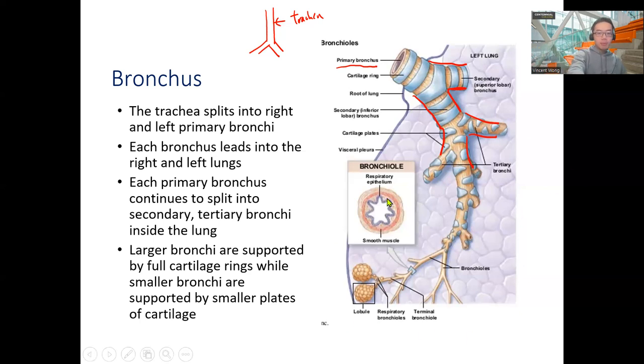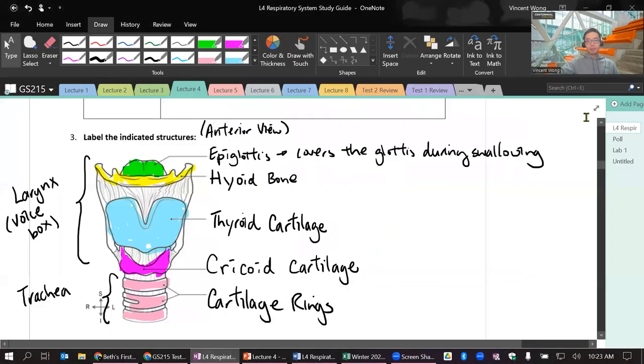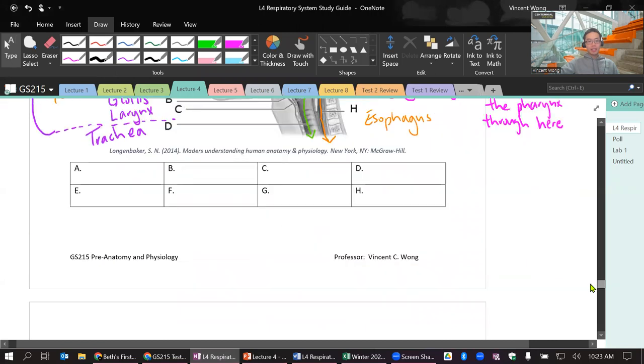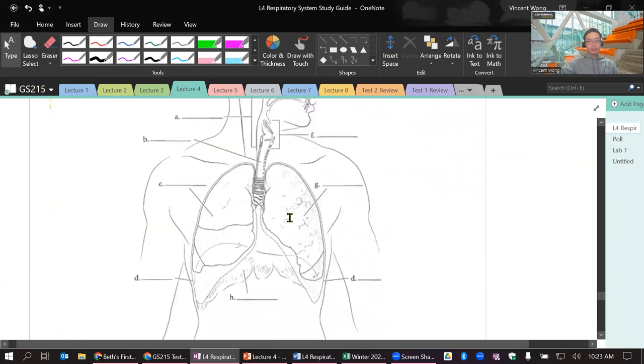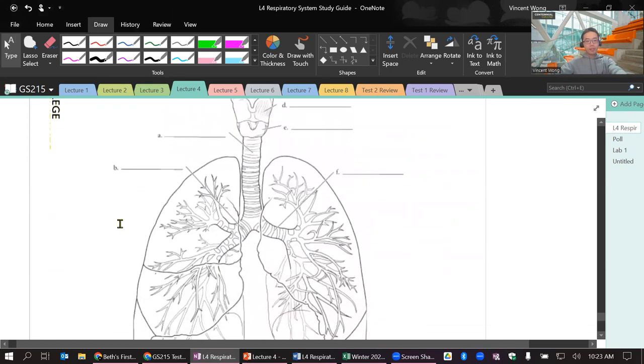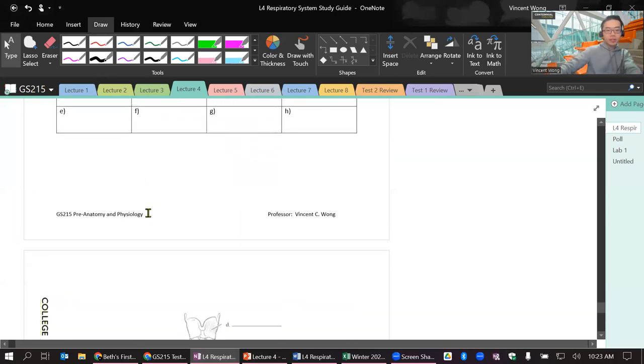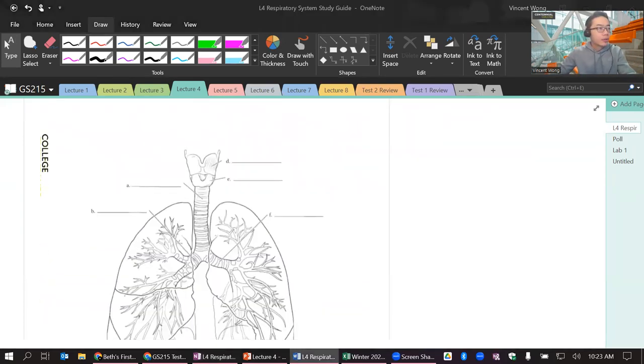So let's label this thing together in the study guide, and we'll come back to it in a bit. Let's do this diagram first, and we'll work our way backwards. So to give you a moment to find this picture.